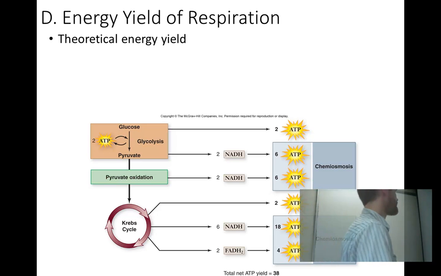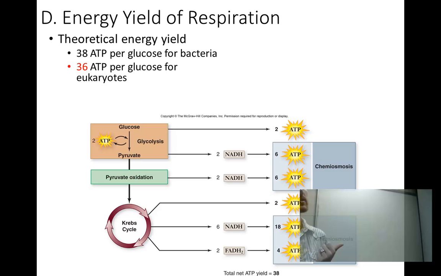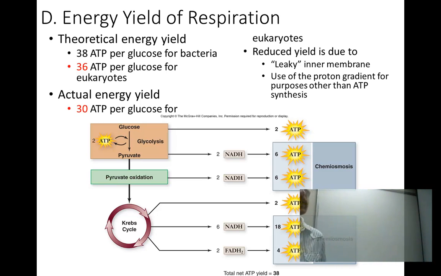All right. So the theoretical energy yield is 38 ATP for glucose in bacteria, or 36 in eukaryotes. So that's how much we get out of one molecule of glucose. But actually, we get a little bit less than that. We only get 30 because some of the transporting molecules from one place to another cost energy, and the membrane isn't sealed completely, so some of those protons get through and they aren't converted into energy.